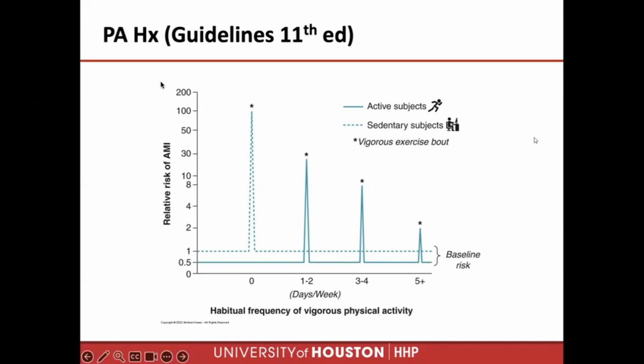Okay, so somebody who's doing 0 days per week has the highest risk. Somebody who's doing 5 plus days per week has the lowest risk. There's still a risk, right? During physical activity, that's always a factor, but it's the lowest.